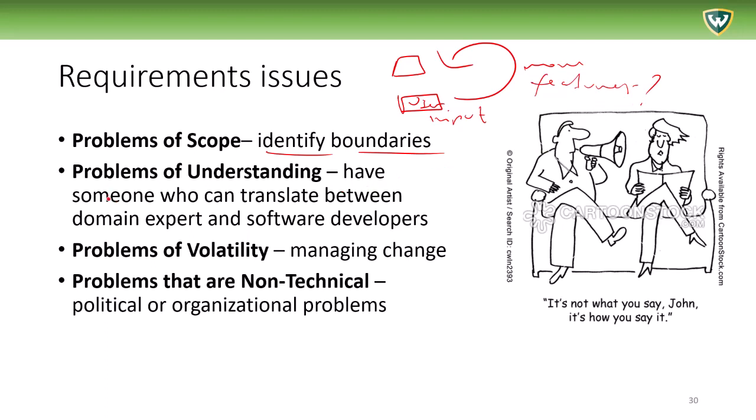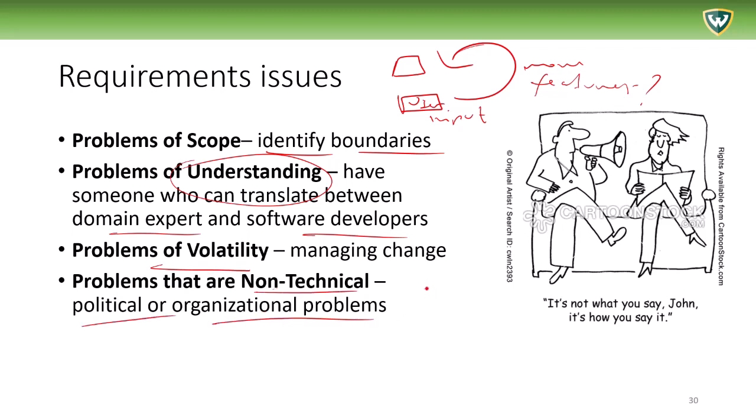Problems of understanding. Having someone who can translate between domain experts and software development is a solution, but there are problems of communication between business goals and others in the development team. Potentially a problem of volatility. So that's the idea of managing change, because it's an iterative, fast approach, and because other things are changing fast as well, and the process itself allows for constant change, then there is potentially a high degree of volatility.